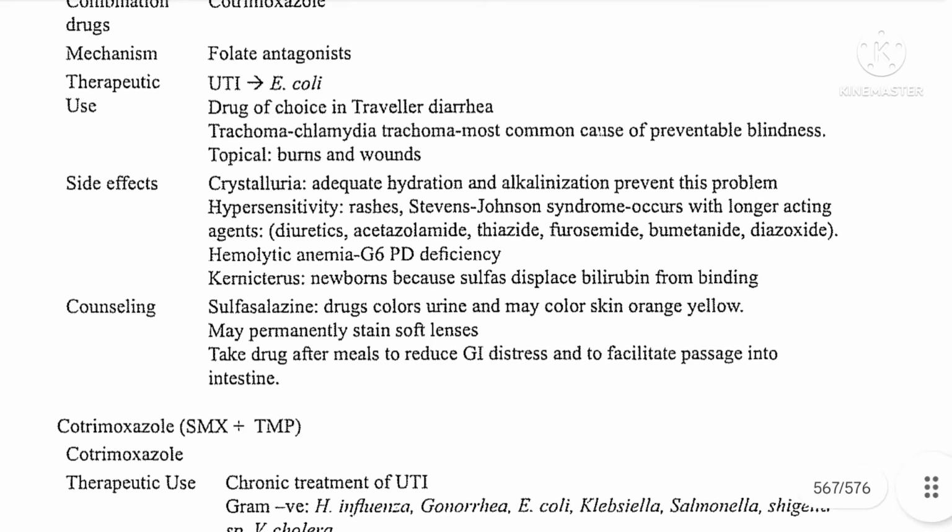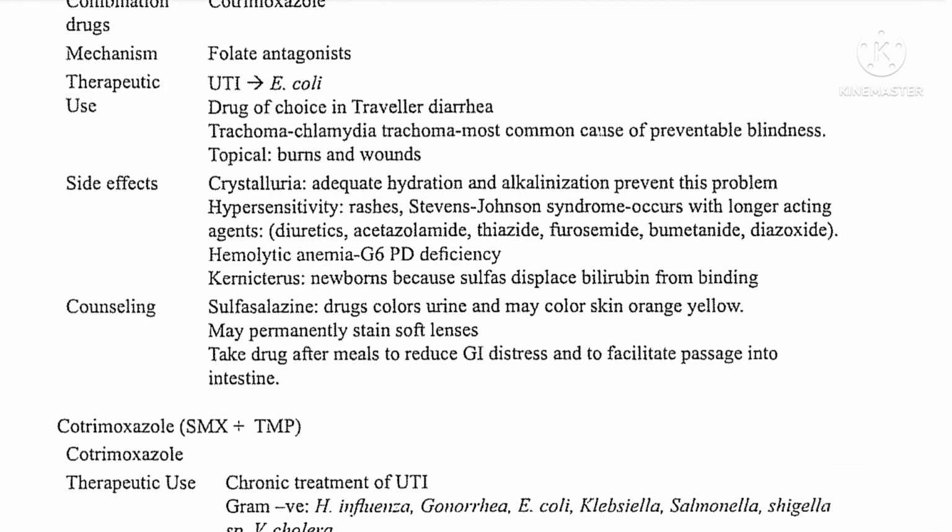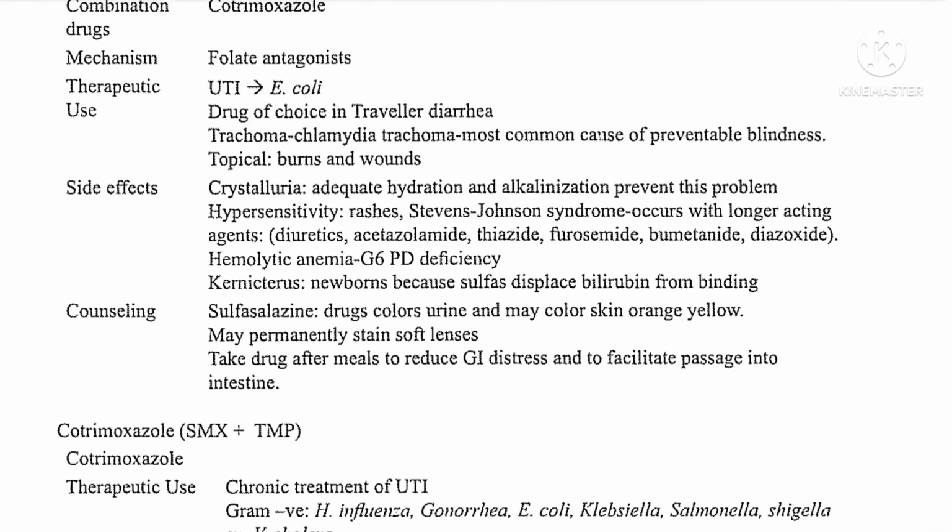Trachoma is the most common cause of preventable blindness, and topically it can be used in burns and wounds, which is the most common indication of cotrimoxazole. So its major side effects include crystalluria, hypersensitivity reactions, and kernicterus. Kernicterus occurs in the newborn because sulfur displaces bilirubin from binding. So this is a major and unique side effect of cotrimoxazole or the sulfur drugs.